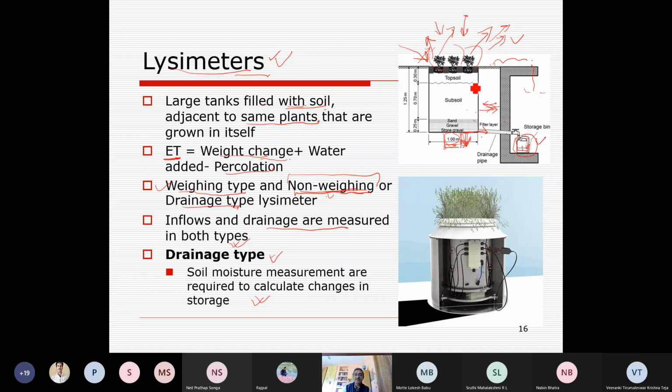Like a tank filled with soil, matching completely with the surroundings, having the same plantation as the field, placed in the center of the field to see which crop is getting. And if we are measuring the weight of this whole system over time, we can get the amount of water that is lost from the area. So that is used, or lysimeters are used to measure the evaporation.